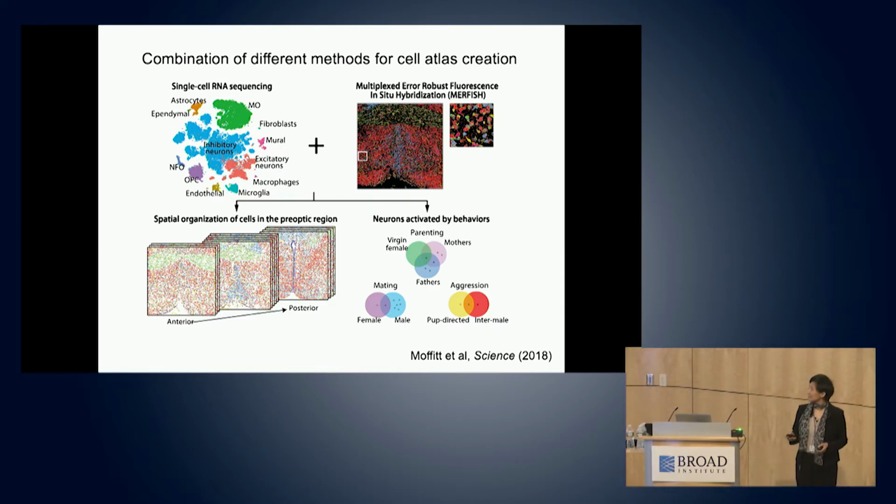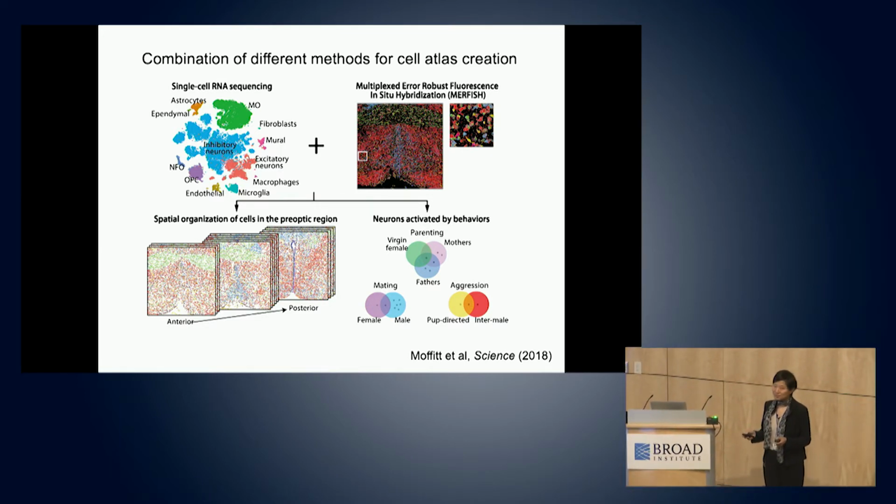So basically, it is a collaboration between Catherine Dulac's lab, Aviv's lab, and my lab, where we combine two approaches, single-cell RNA sequencing and MERFISH, to create a cell atlas of an important brain region. That's the preoptic region of the hypothalamus, which is really controlling a variety of important social behaviors, some listed here, parenting, mating, and aggression, but also a lot of homeostatic functions, thirst, hunger, and sleep, and so on.